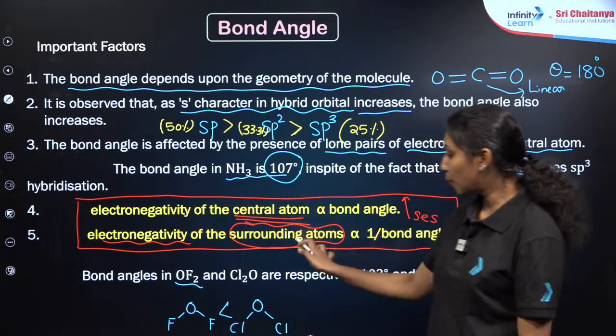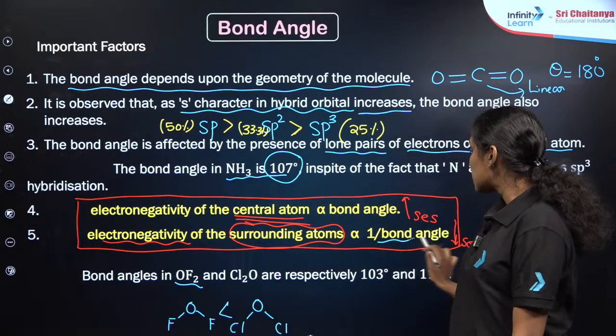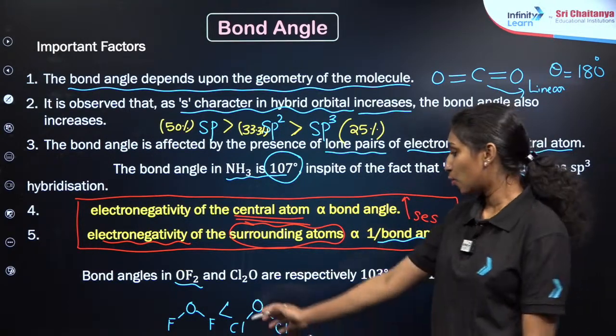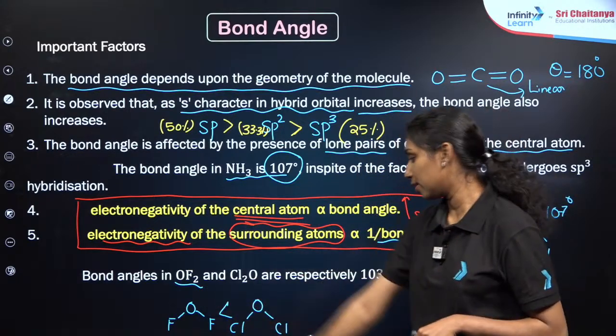According to our fifth point, the electronegativity of the surrounding atom is inversely proportional to the bond angle. So fluorine is the most electronegative atom, right? So it will have the lesser bond angle. Clear?